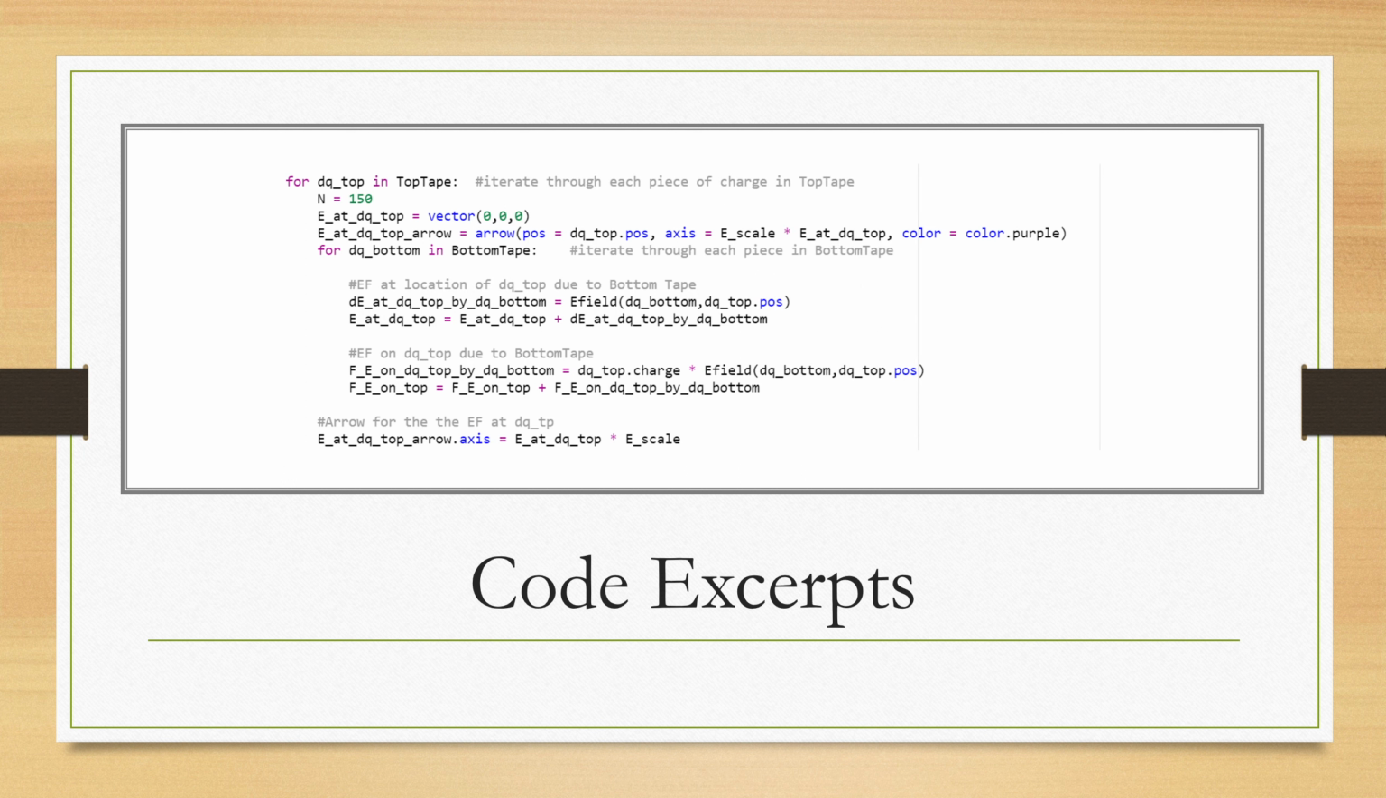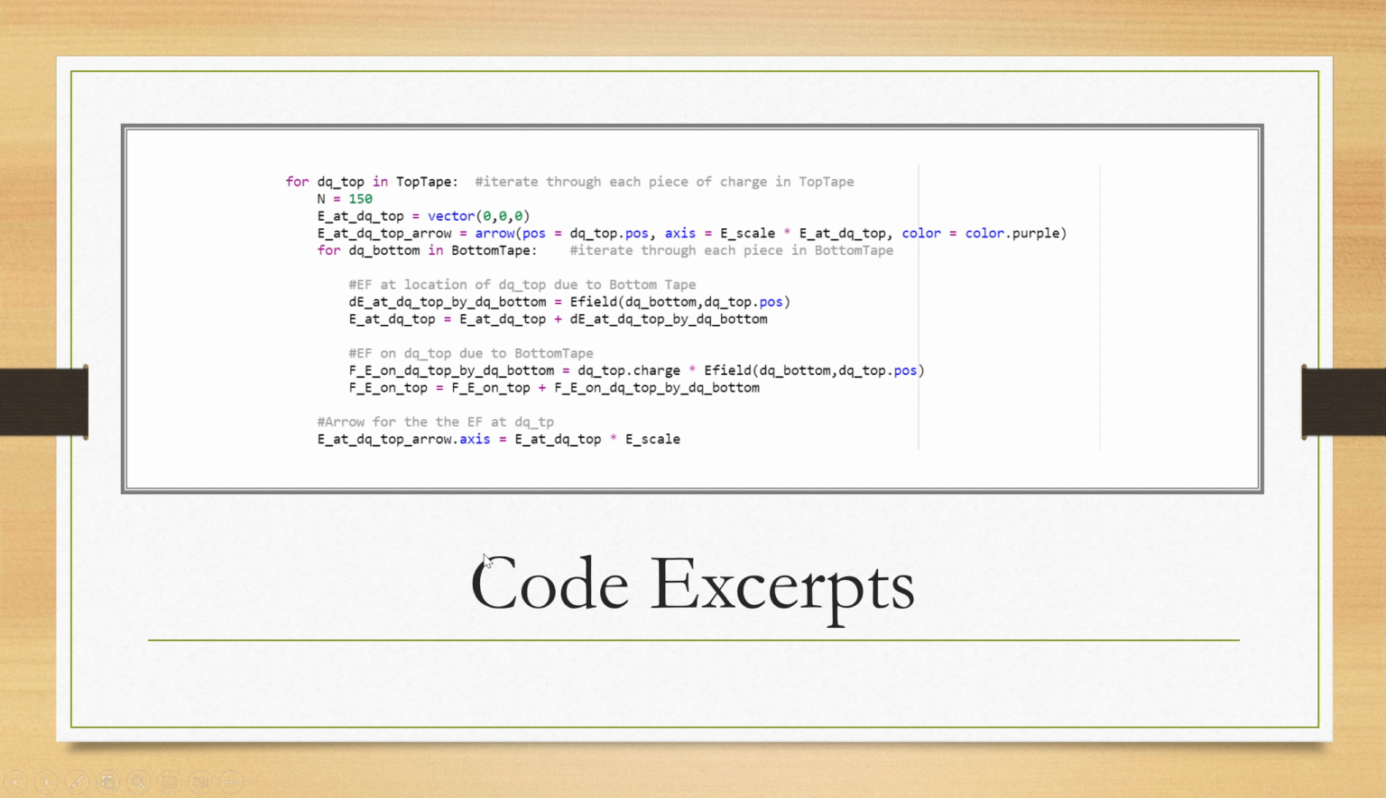And the important part is in the next part of my code, where I approximated the tape. I split up the tape into multiple charges. You can see here my n is 150. I chose 150 as a very high number to make sure my values were not changing anymore, and I found 150 to be a good number. And this is a for loop, so I divided my tape into 150 pieces, and I calculated the electric field given by each one of those points on the other tape.